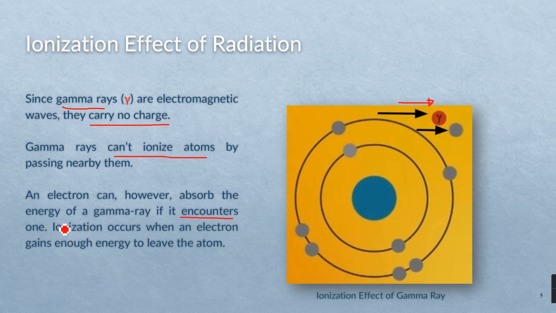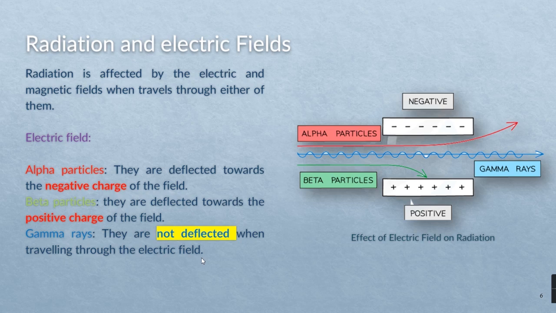So if an electron is nearby a gamma ray and there is a collision or an encounter between one another, then there will be an ionization that will take place where the electron will be expelled or repelled, and then they will gain enough energy to leave the atom.